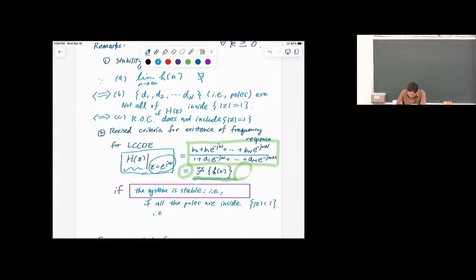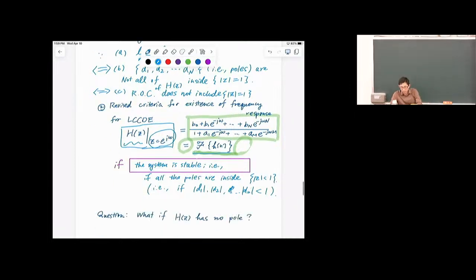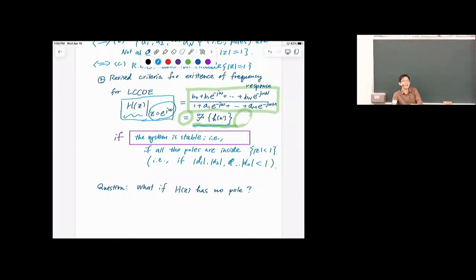In other words, if d1, d2, up to dn, if all the poles have an absolute value of no more than 1. The radius of the pole, where they are located on the z-plane, if all the radii are smaller than 1, then we say the system is stable. The Fourier transform of the impulse response exists, then we can talk about frequency response.